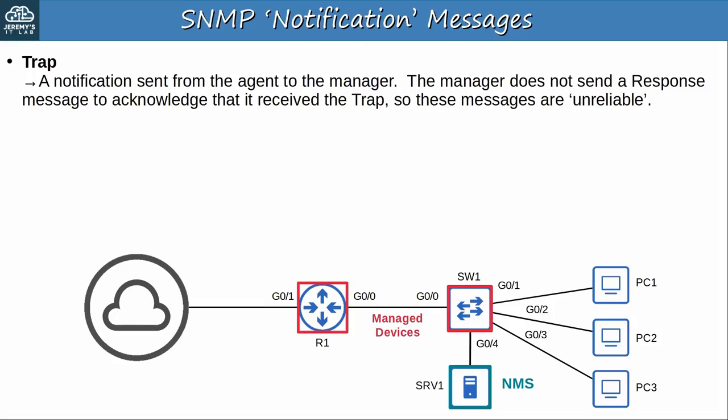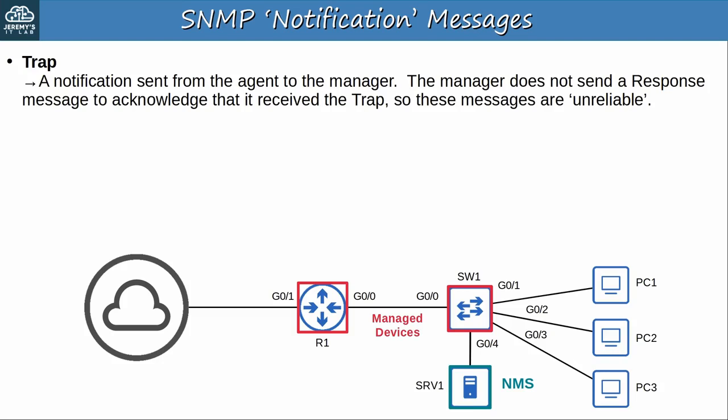This is a notification sent from the agent to the manager, so the managed device to the NMS. The manager does not send a response message to acknowledge that it received the trap, so these messages are unreliable. Also, SNMP uses UDP, so there are no TCP retransmissions. Now, unless there's some problem in the network, the trap will reach the NMS no problem. But since there is no reliability mechanism built in, they are called unreliable messages.